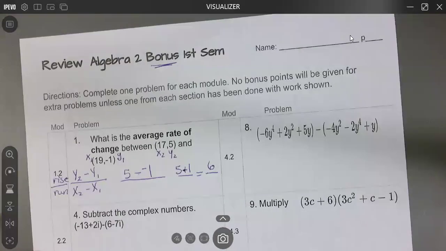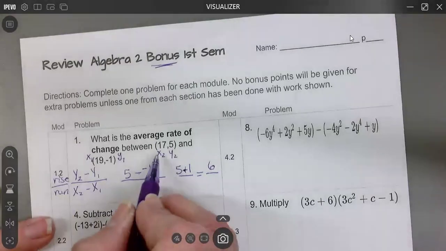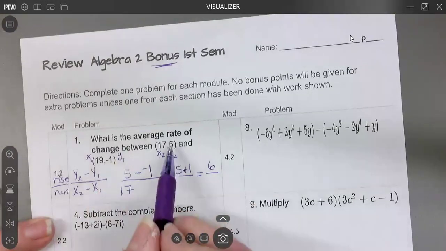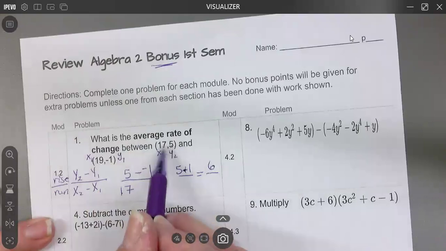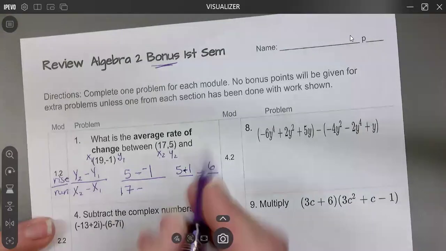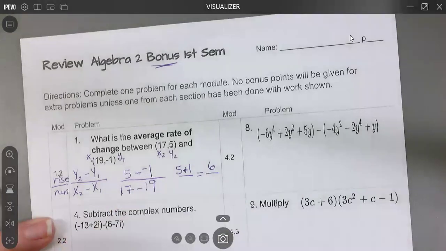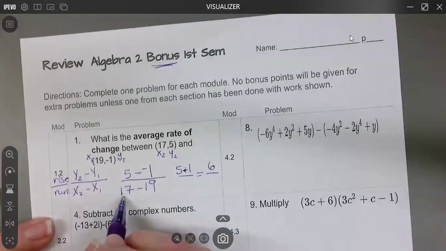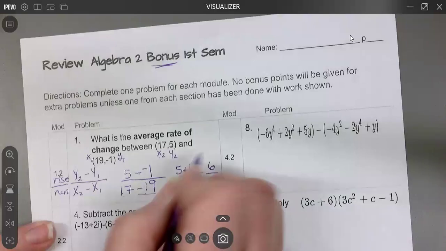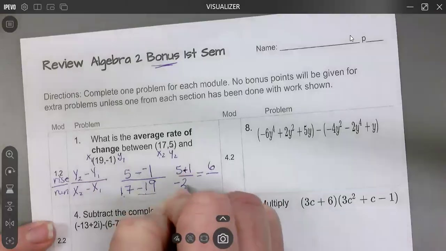Then we do the same for the bottom. So the denominator. So x2 is 17. One of the checks I do is I make sure that this coordinate is on top of each other. So I have 5 and 17. I have 5 over 17. Minus, because that's what the formula says to do, x1, which is 19. 17 minus 19, they're different signs. So I subtract and get 2. And then I make it a -2 because the 19 has a bigger absolute value.